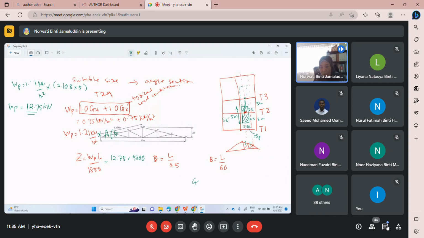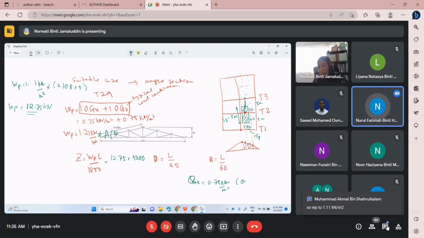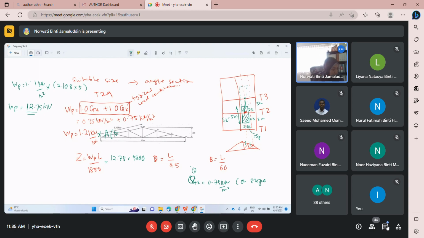GK is 0.75 kilonewton meter squared, but this one is GK 0.35. Sorry, QK is 0.75. Okay, this is on slope. But we need to convert to on plan kan? Yang tu dah on plan, yang GK tu yang on slope.